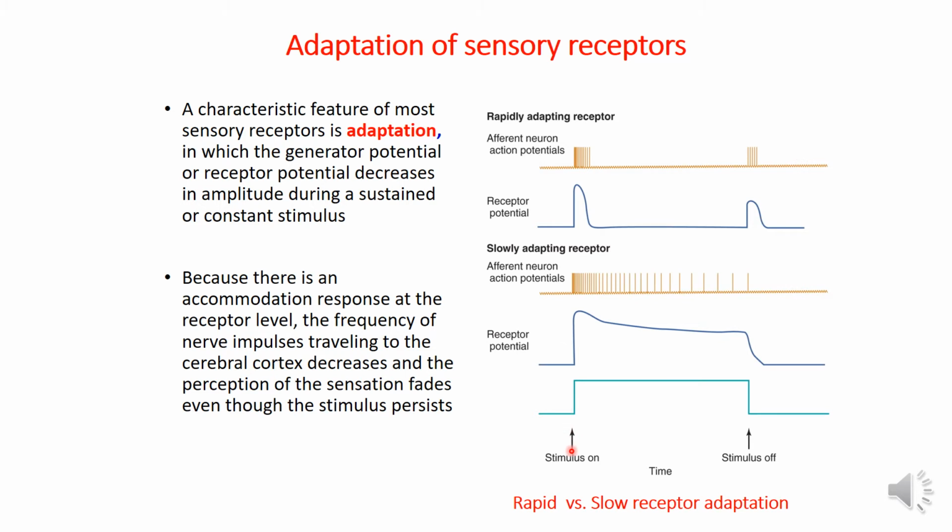Stimulus on, the receptor potential continues, and the action potential is continuous while the stimulus is present. When the stimulus is present, they are going to generate receptor potential and generate action potential. Whenever the stimulus is present, they are going to respond and discharge.